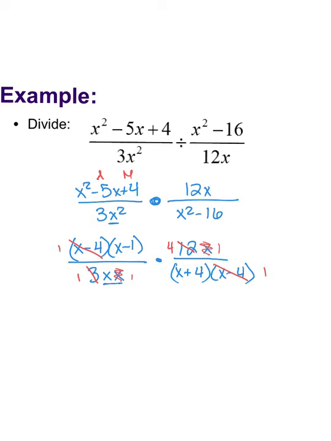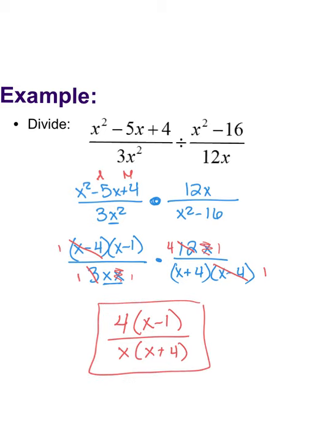1 times x minus 1 times 4 becomes 4 times x minus 1. If I look at the bottom, I have 1 times x times 1 times x plus 4 times 1. That just becomes x times x plus 4. You do not need to multiply that. You can leave your final answer like it's written.